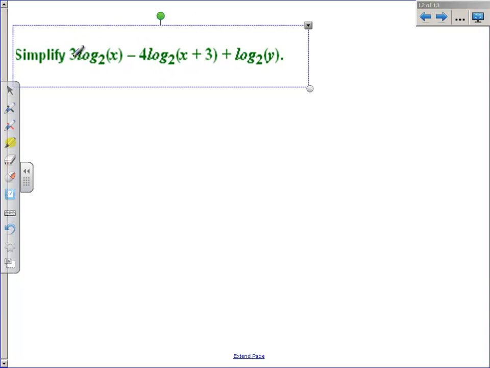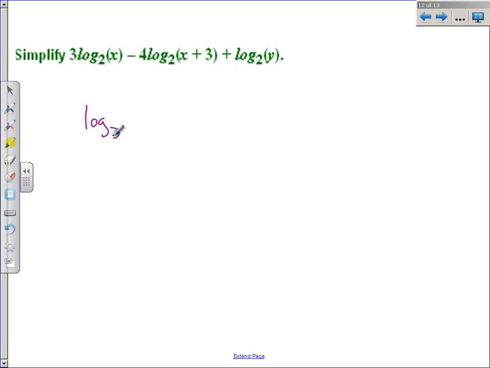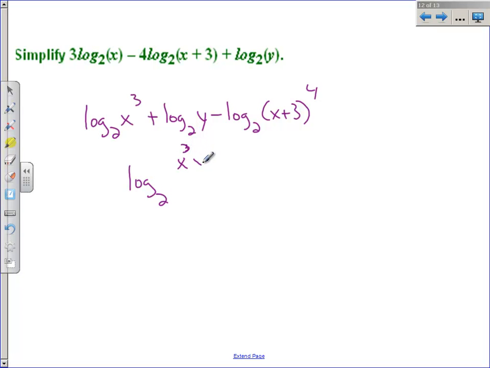But before I do that, I'm going to take the number in front and bring it back up as an exponent. So this is going to be the log base 2 of x cubed, and I'm going to bring this plus log base 2 of y over, and then minus the log base 2 of x plus 3 to the 4th. So I move this log base 2 of y over. Now I'm going to condense these into the log base 2 of x cubed y divided by, and it's divided by because that's a minus, x plus 3 to the 4th. And it's the log base 2 of all of that.